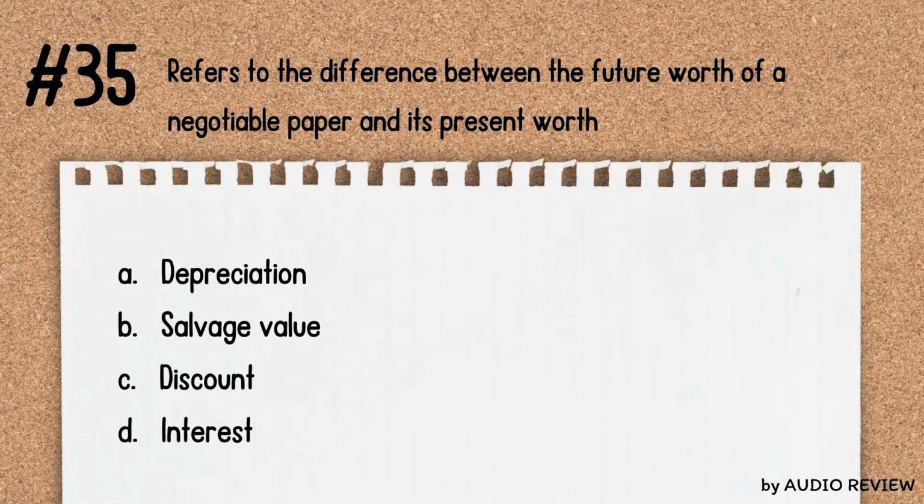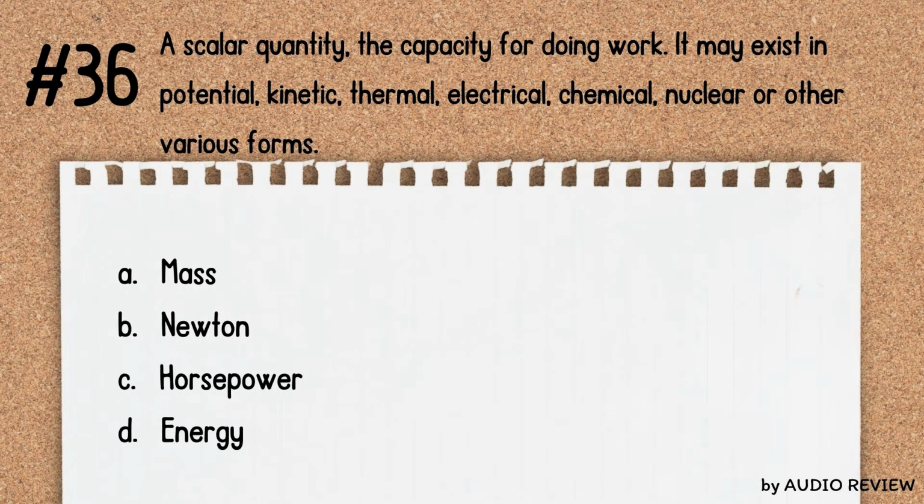Depreciation. Question number 35. Refers to the difference between the future worth of a negotiable paper and its present worth. A. Depreciation. B. Salvage value. C. Discount. D. Interest. The answer? It's C. Discount. Discount. Refers to the difference between the future worth of a negotiable paper and its present worth. Discount.